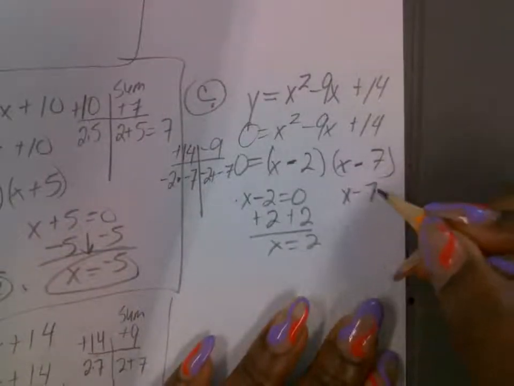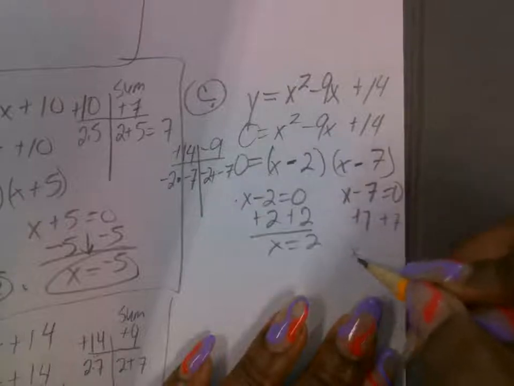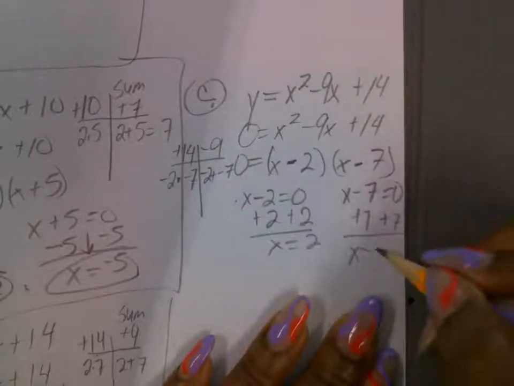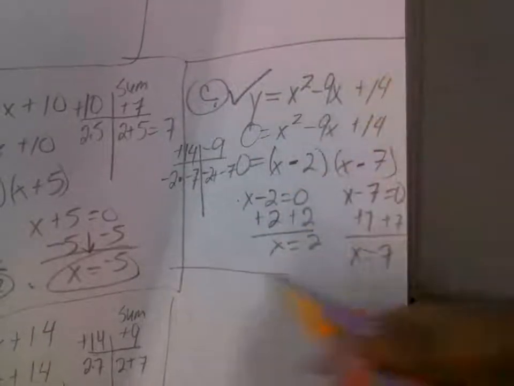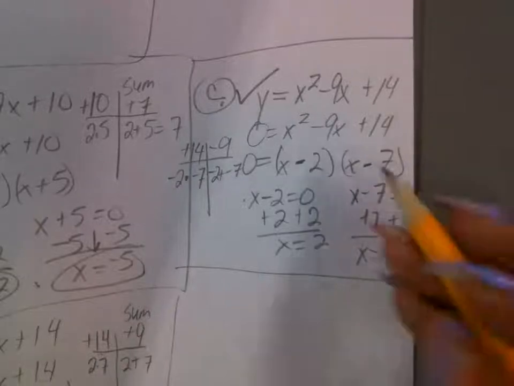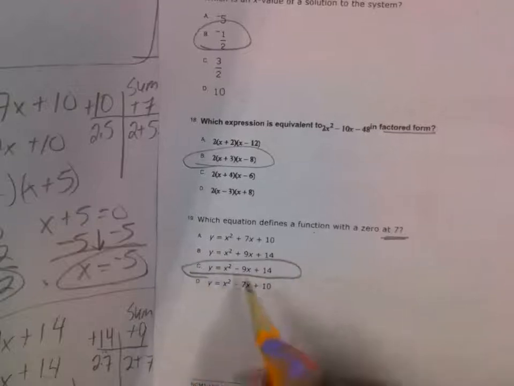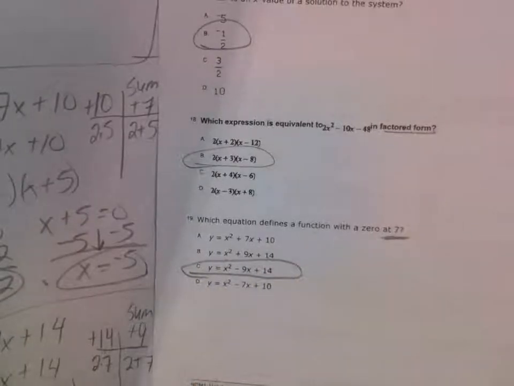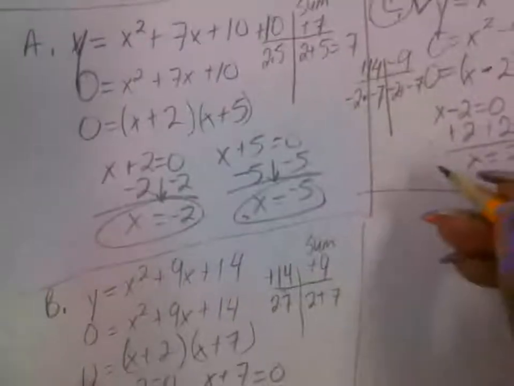Set this equal to 0. You're going to add 7 on both sides. So this gives you x is equal to 7. So C is where one of your x-intercepts is 7. So C is going to be your answer here. On the test, you need to do all of them just to make sure that you didn't make a mistake, okay? All right, number 20.